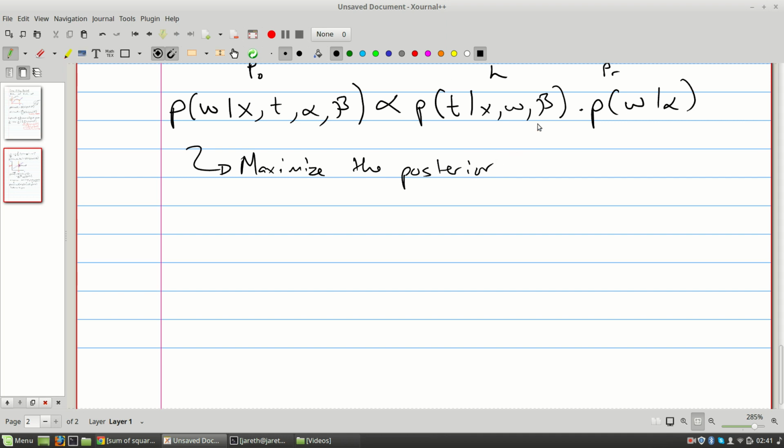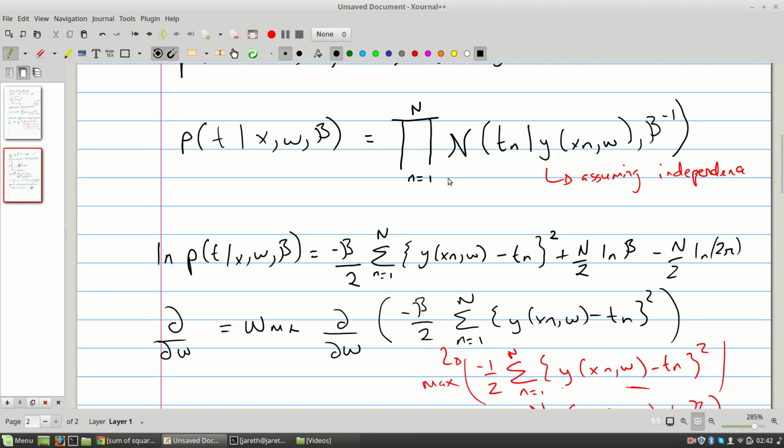And where this was called maximum likelihood estimation, we call this maximum a posteriori, or MAP. So you might have seen this before somewhere. This is essentially what it is. We are trying to maximize the posterior, by combining some of the equations we've already encountered.